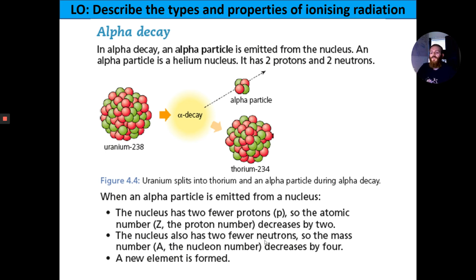The nucleus also has 2 fewer neutrons, and this gets a bit confusing. It's got 2 fewer neutrons, but the mass number decreases by 4. Remember, the mass number is the total number of protons and neutrons in a nucleus. So the mass number is all the protons and neutrons, and then an alpha particle has just been emitted from that nucleus, meaning 2 protons and 2 neutrons have gone. So now I've got 2 less protons and 2 less neutrons in my bundle. It shrinks a little bit because I've just lost 4 particles from it. So the mass goes down by 4. And an important feature there, a new element is formed. So that's alpha decay. By all means, pause the video to have a quick look at that. That's alpha decay.